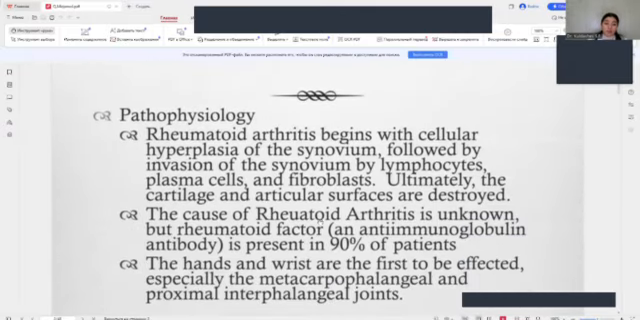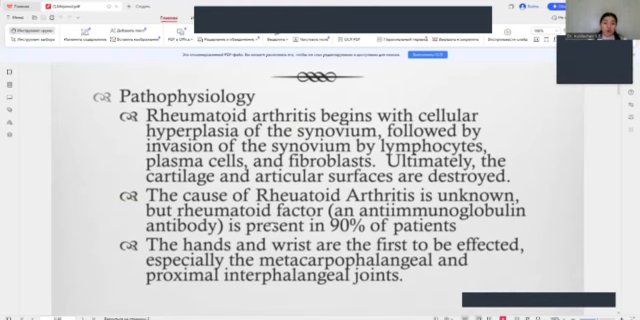Rheumatoid arthritis pathophysiology. So, rheumatoid arthritis begins with cellular hyperplasia of the synovium followed by invasion of the synovium by lymphocytes, plasma cells, and fibroblasts. Ultimately, the cartilage and articular surfaces are destroyed. The cause of rheumatoid arthritis is unknown, but the rheumatoid factor is present in 90% of patients.